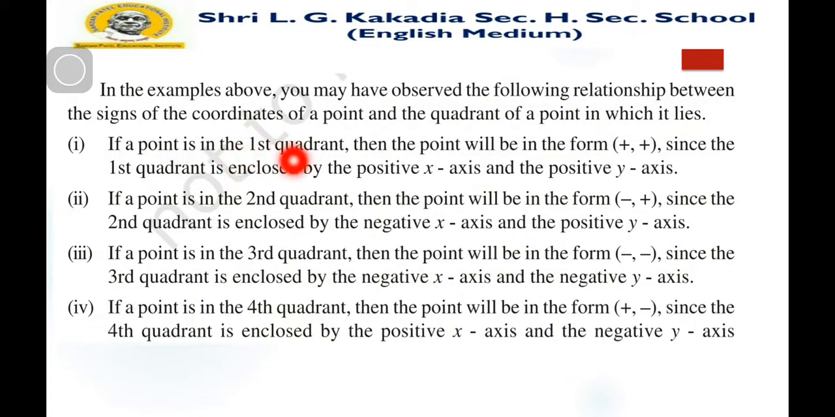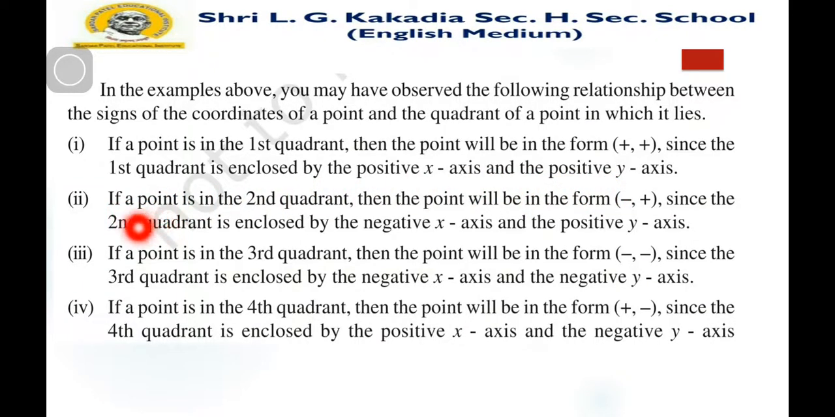If the point is in the first quadrant, then the point will be in the form x is positive and y is also positive. Means if the coordinate pair x comma y has both values positive, then it always lies in the first quadrant. Since the first quadrant is enclosed by the positive x axis and positive y axis, the coordinate of the point P in the first quadrant is always positive x and positive y.